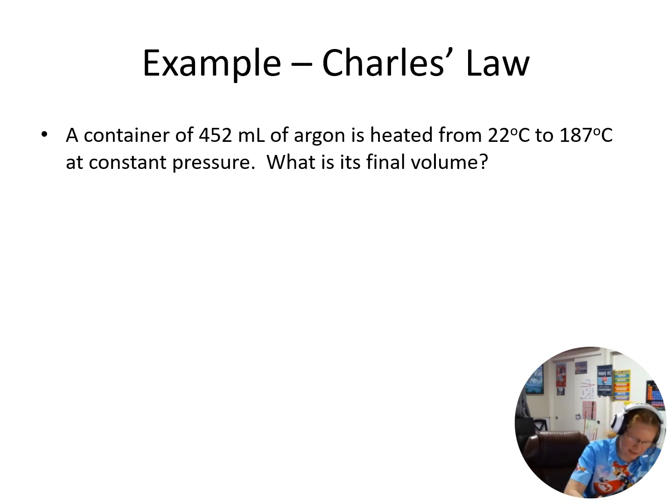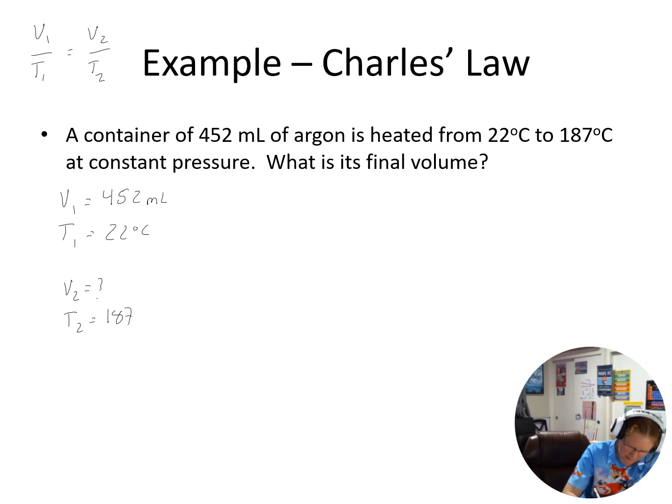Okay, so again, we have our V1 over T1 is equal to V2 over T2. So I have some argon that's going to be heated from one temperature to the next. My volume 1 is 452 milliliters. My first temperature is 22 degrees Celsius. I don't know the final volume, so that's our question mark. And my temperature 2 is 187 degrees Celsius. Now remember, for these, we need liters for our volume, and we need Kelvin for our temperature.